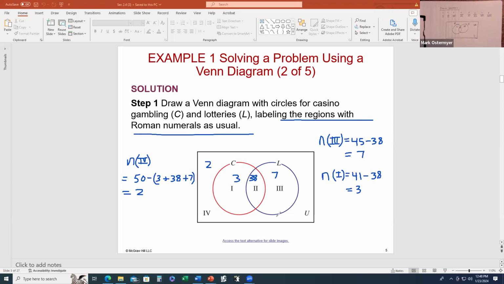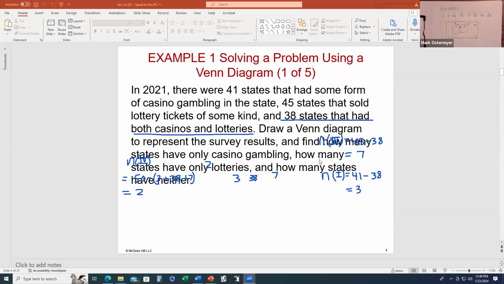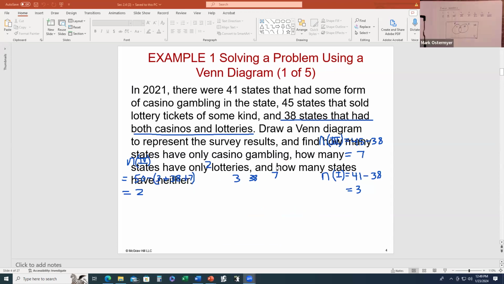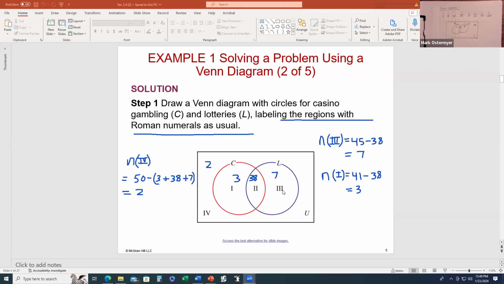All right, so does it make sense how we populated this Venn diagram with the cardinalities, how we read backwards through that word problem? We started with the intersection first and read backwards. That's very important. Now we can answer a whole bunch of questions. For instance, how many states have only casino gambling? Three. All right. Another question: how many states have only lotteries?